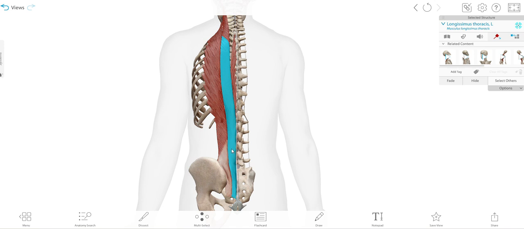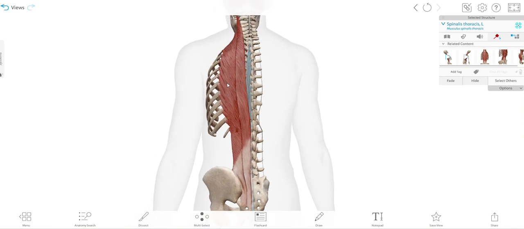So for your origin, you only have to know that the erector spinae group as a whole will be originating at these two places, the posterior iliac crest and the sacrum. You do not have to differentiate into which parts of erector spinae will be originating from where.